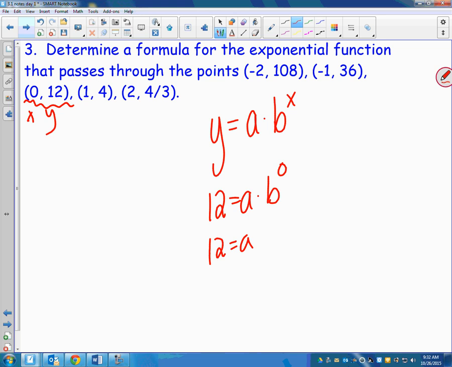If you look back at that first slide, we talked about a being the initial value. Initial value means what you get at the start. So hopefully it makes sense that whenever x is 0, the y value there is going to be your initial value. And if you notice that, without having to plug it in, you can just plug 12 in there right away. The initial value is where you start. The y-intercept of the graph would be the initial value. So we could say y equals 12 times b to the x.